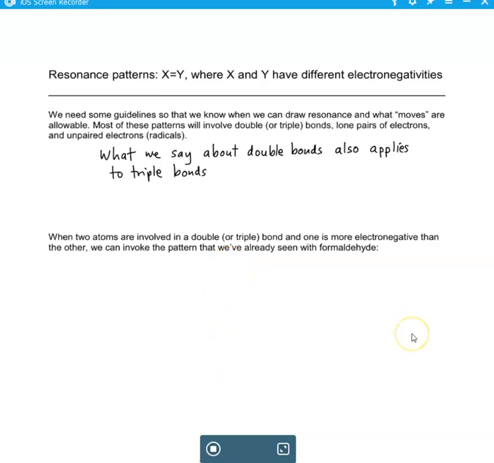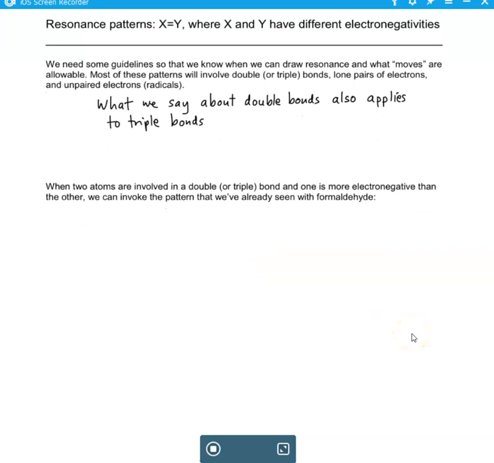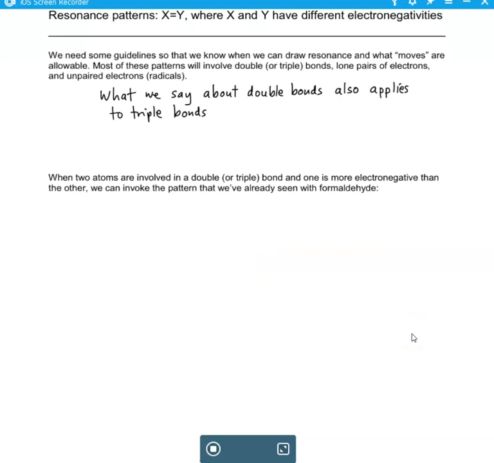Okay, so two atoms in a double or a triple bond, one's more electronegative than the other. We'll use the pattern that we used with formaldehyde. Now we have at this point drawn, by my count, formaldehyde about 47,318 times. So let's draw somebody else. This is acetone. And so we can do with acetone exactly what we did with formaldehyde, which is to start an arrow at the double bond and point to the oxygen.